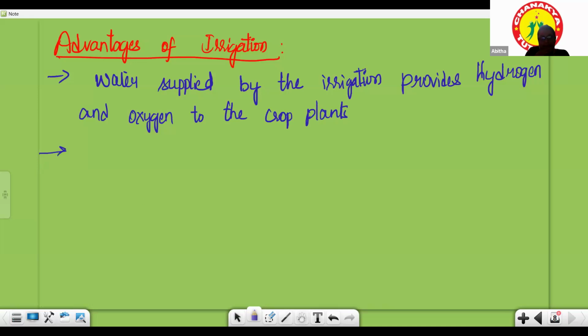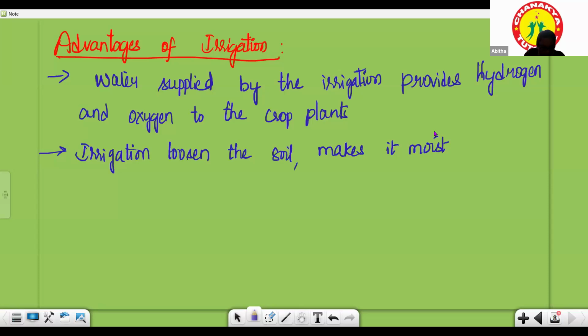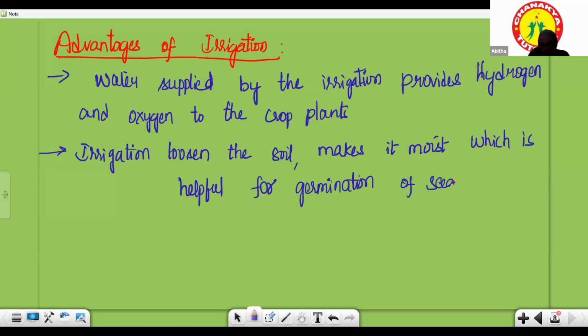And next, irrigation helps the soil. It helps to loosen the soil and makes the soil moist, which is helpful for germination of seeds. Okay, this is one of the advantages.